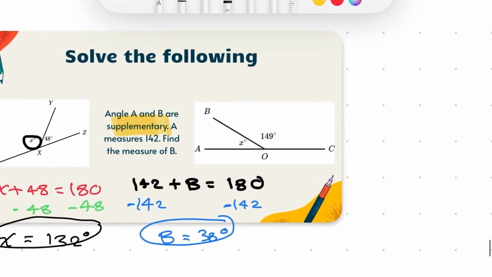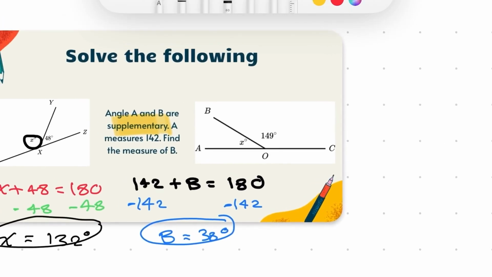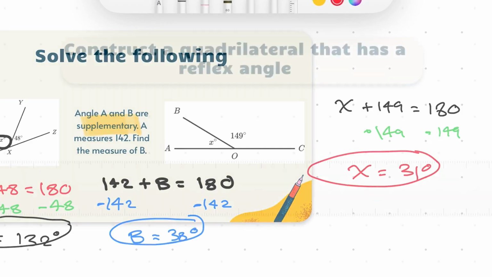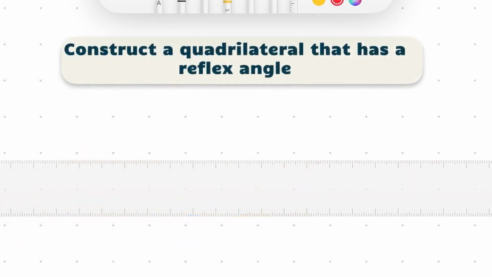And for our final practice problem, we will attempt it in the same way by setting up an equation. So since these are supplementary angles, we can say that X plus 149 equals 180. And by subtracting 149 from both sides, we get that X is equal to 31 degrees. We're now asked to construct a quadrilateral that has a reflex angle.